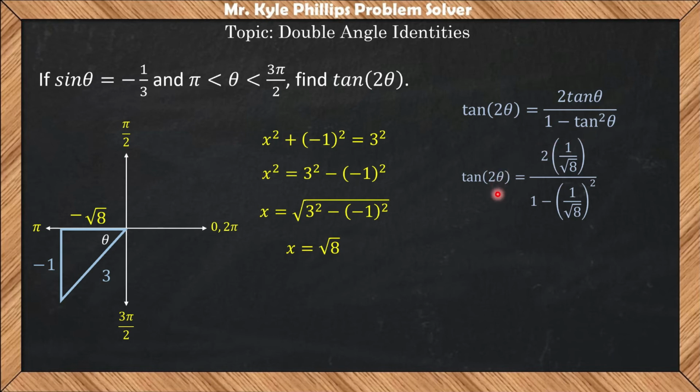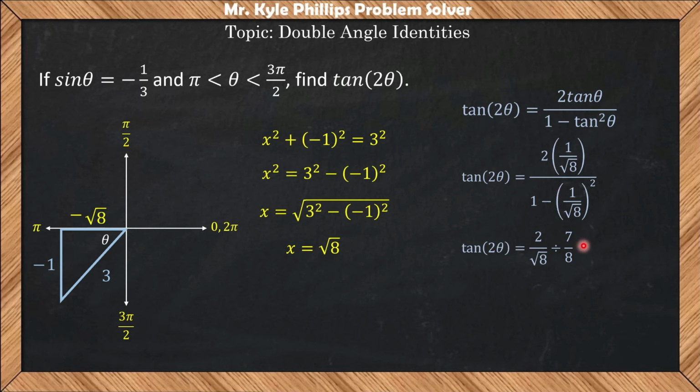So to simplify here, I'm going to say 2 times 1 is 2 over the square root of 8, and then this is being divided by 1 minus 1 over the square root of 8 quantity squared. So here 1 squared is 1 and the square root of 8 squared is just 8. So this is 1 minus 1/8, which is how we got the 7/8 here.